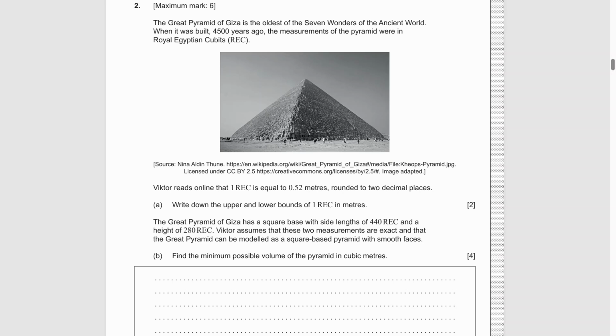Question 2. We are given a new unit of length called REC. To 2 decimal places, 1 REC equals 0.52 meters. We need to write down the upper and lower bounds of 1 REC in meters. The upper bound is 0.52 plus 0.005, which comes from half of the rounding unit, 0.01 divided by 2. The lower bound is 0.52 minus 0.005.